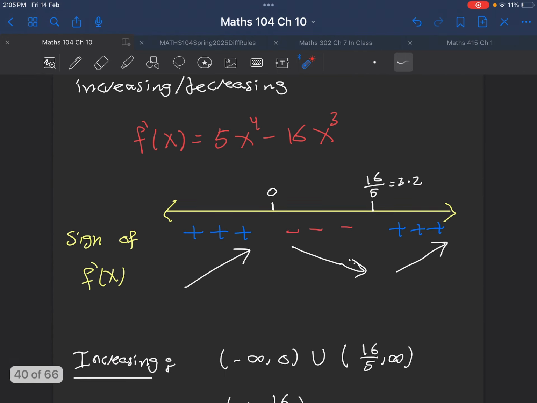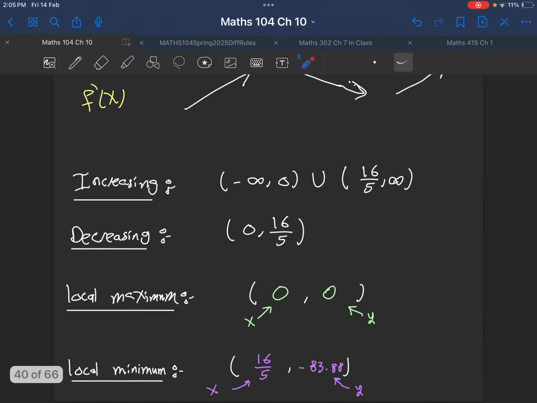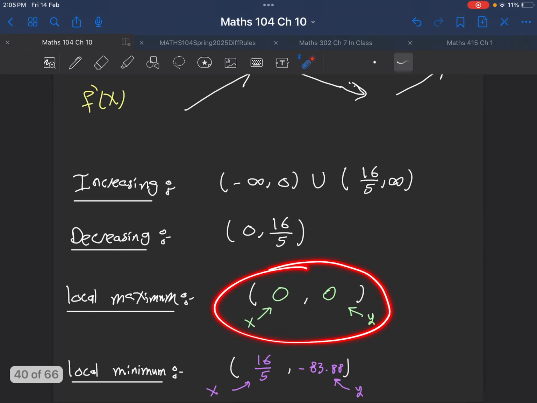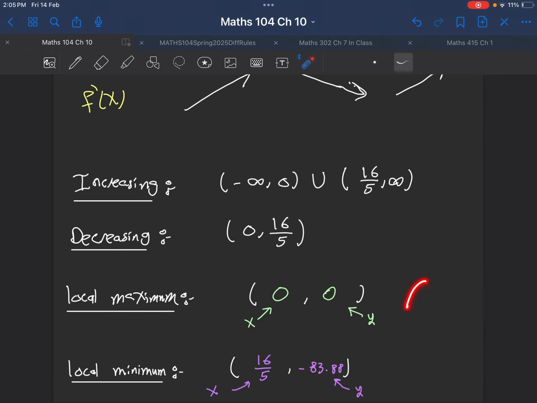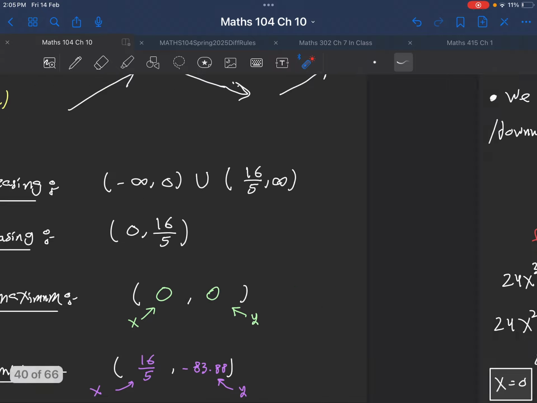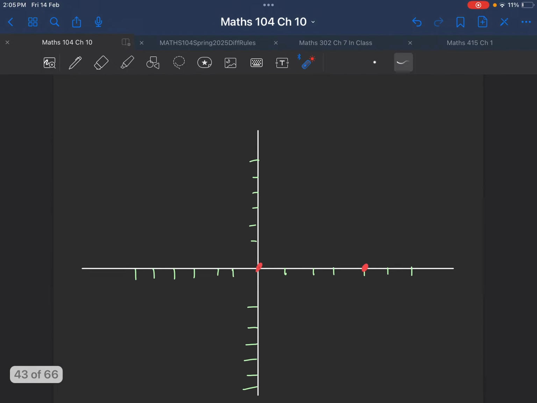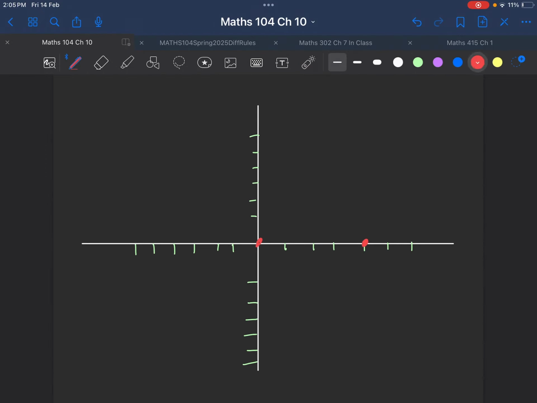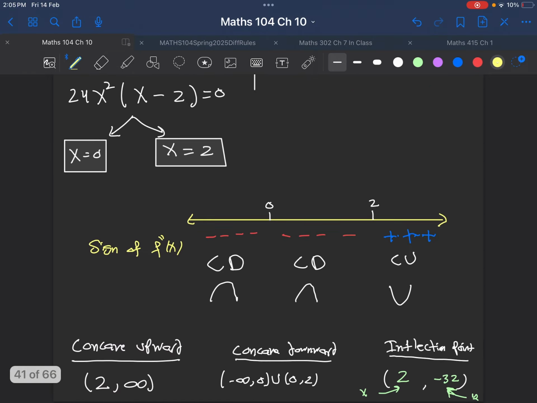Next step, find the local maximum. Let's go back and find it. Where is the local maximum? The local maximum is at (0, 0). So at (0, 0), the function will go up and then down. How will it go up and then down? It must go like this, and then like this.